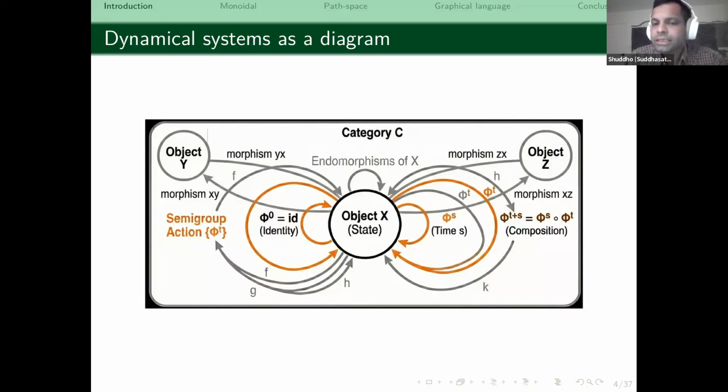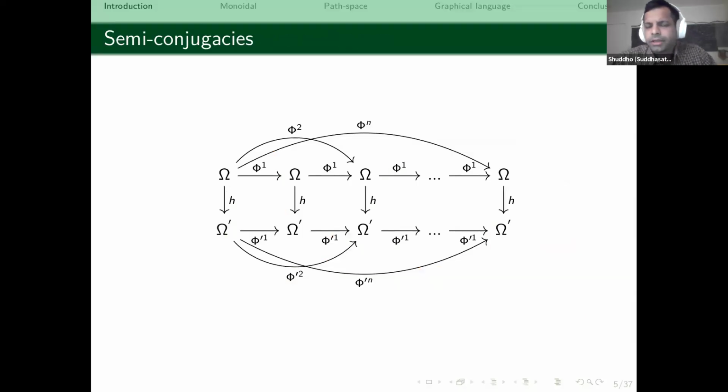Now, not every such endomorphism will be covered by a group action. The semigroup action phi can be interpreted as an engraving of the existing time semigroup into the larger semigroup of endomorphisms of the object. So up till this, it might be quite familiar to practitioners of dynamical systems theory who work with group actions. Here is a diagrammatic representation of what we mean by a semi-conjugacy.